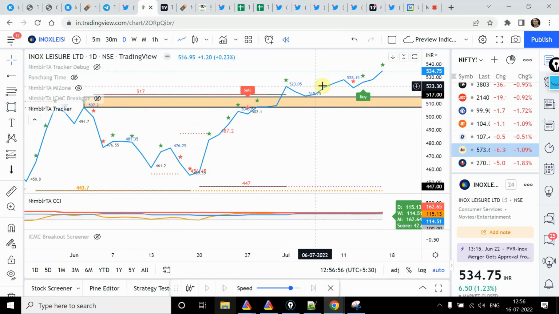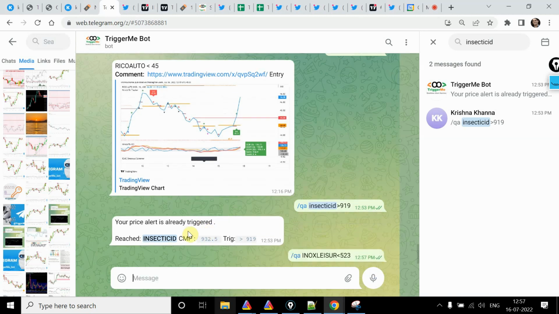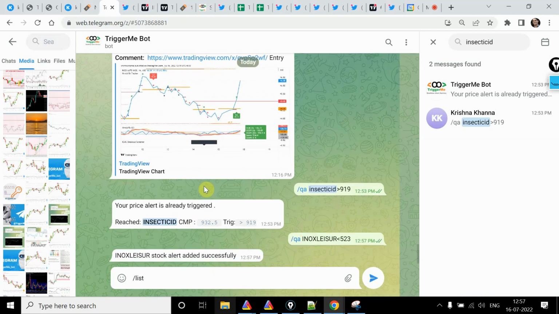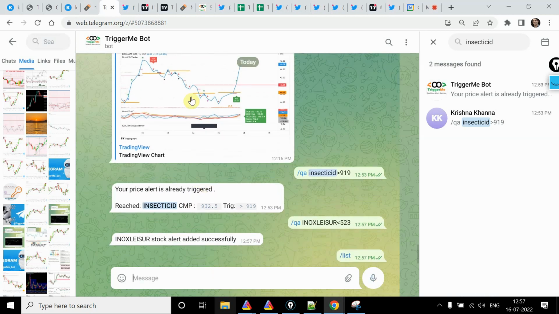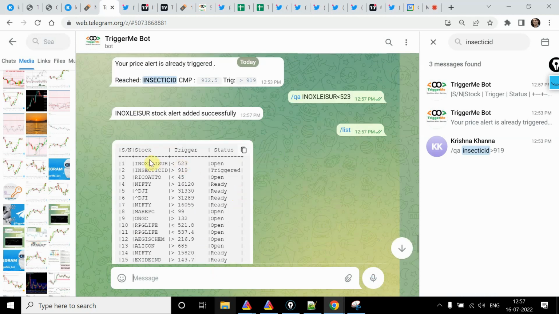So if I would like to take an entry over here, what I would be doing is go to my system over here and write quick add Inox Leisure less than 523. That's all, I'm done with it. Later on, if I do a list over here, I will see Inox Leisure has been added. And next time, whenever it reaches this level, I will be notified.